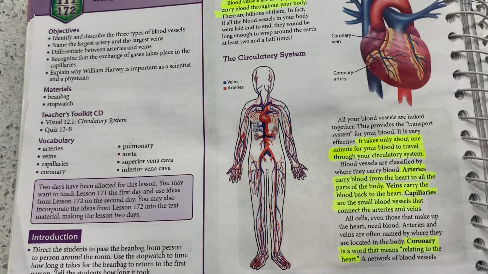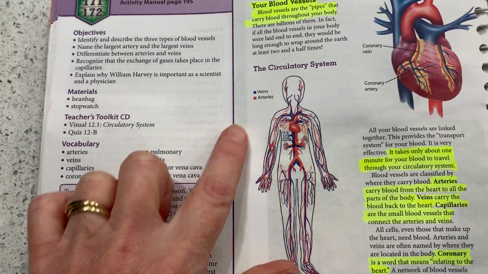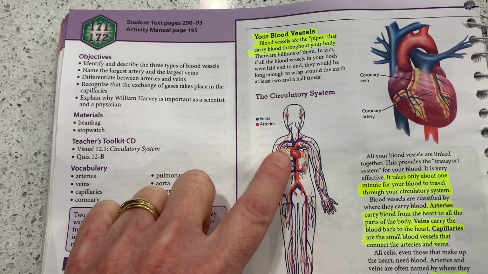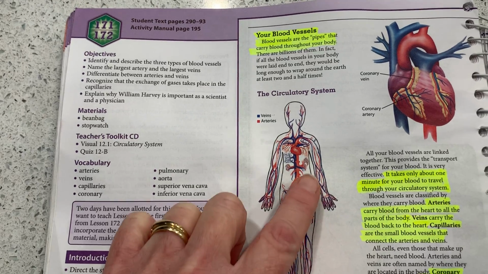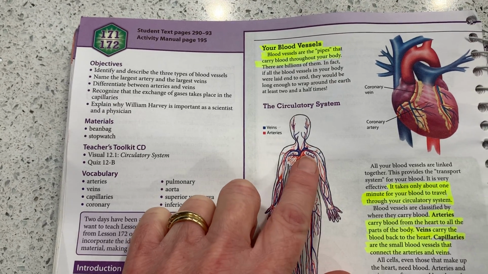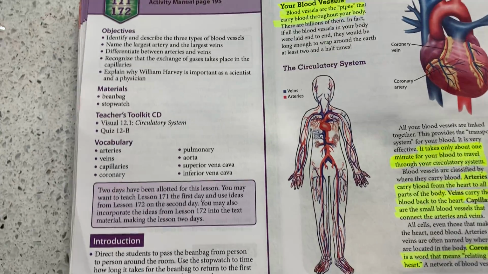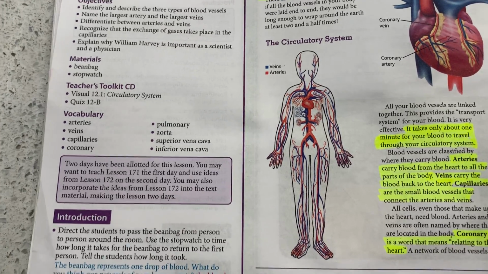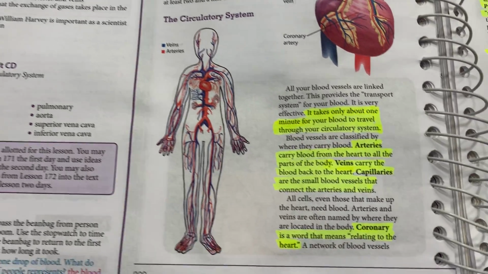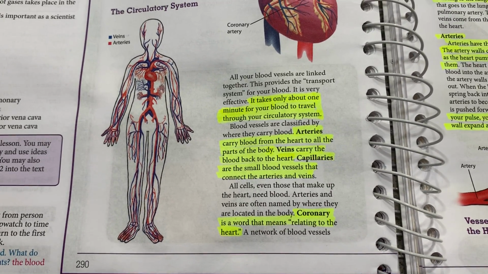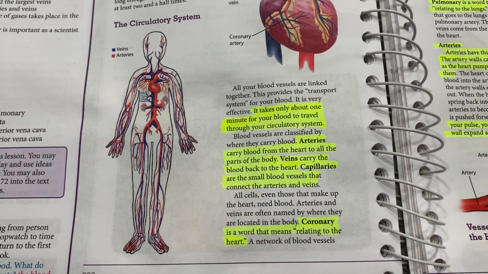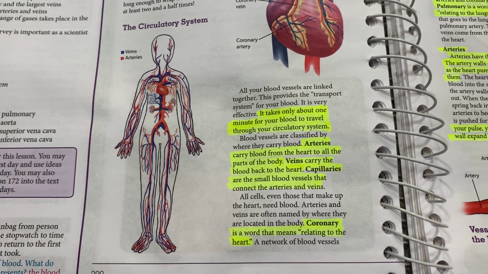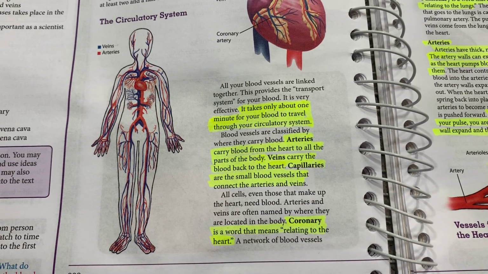So let's look at this diagram. This is showing the circulatory system and the arteries and the veins. The arteries are the vessels that carry blood away from your heart. And then the veins are the vessels that carry blood back to your heart. And in almost all cases, the arteries are rich with oxygen and the veins are not rich with oxygen. Okay? So it's going to tell you that again here. It's going to talk about the arteries and the veins. The capillaries are the smallest blood vessels that connect the arteries and veins. And we'll be able to look at that on a diagram in just a minute.